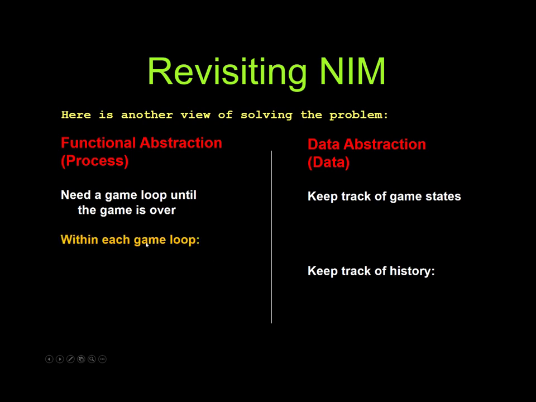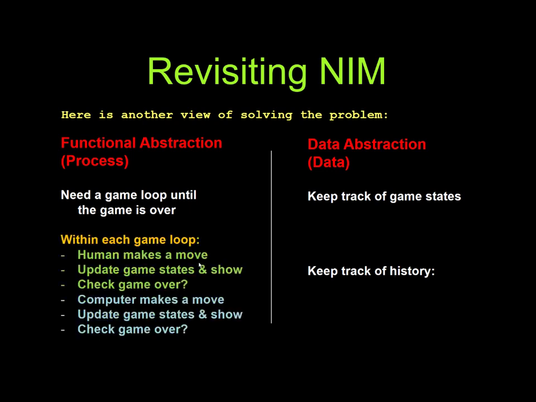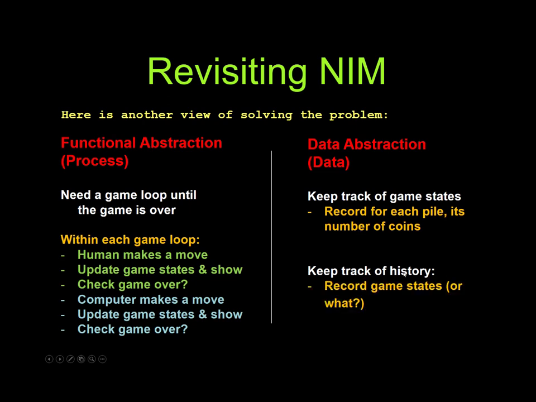Within each game loop, we have a human and a computer taking turns to play. To keep track of the game states is to keep a record of each pile and its number of coins. To keep track of the history is to keep a record of the game states over time. With this understanding, we can go down to address each of them to complete the development.